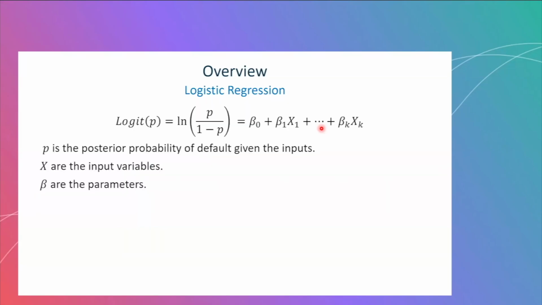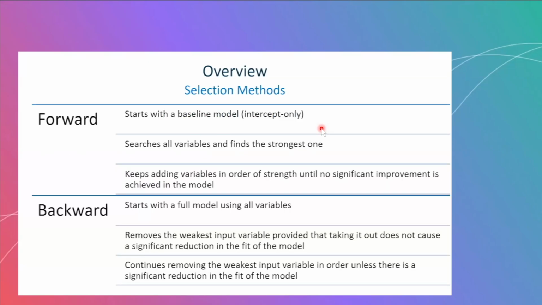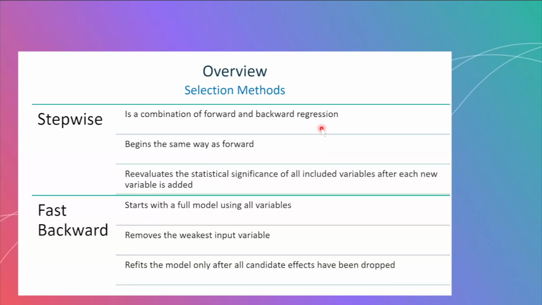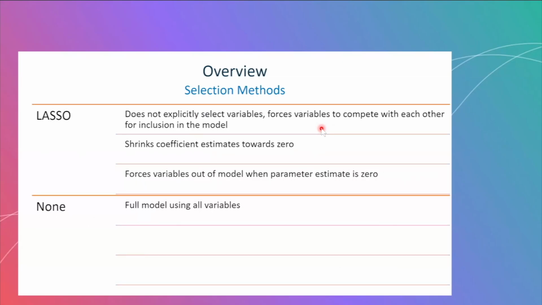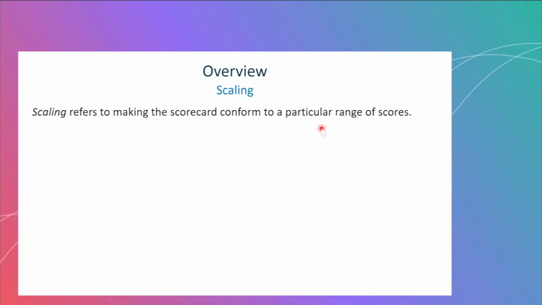And then the logistic regression has its own methods of variable selection, like a forward method of selecting variables, a backward or a stepwise or a fast backward, and a full model fitted or a lasso mechanism there. Post which is where the scaling comes into the picture. So after the variable selection within the regression happens, the scaling of the scorecard is basically the process where the scorecard's ranges of scores are defined.